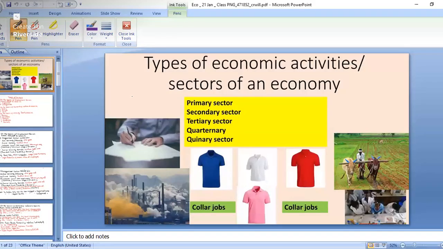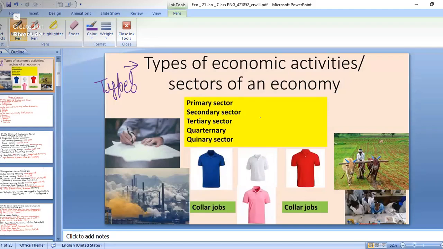So in today's class, we will study the types of economic activities, meaning all the various sectors we have in an economy. So we'll study the types of economic activities or sectors of an economy.